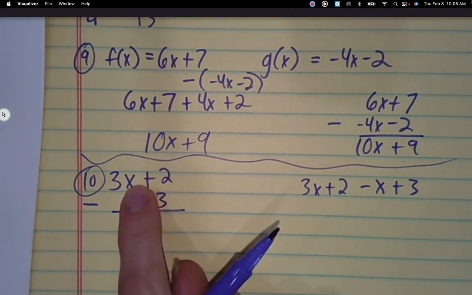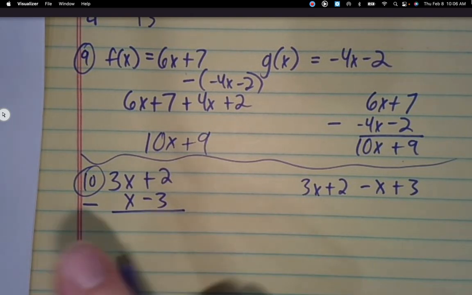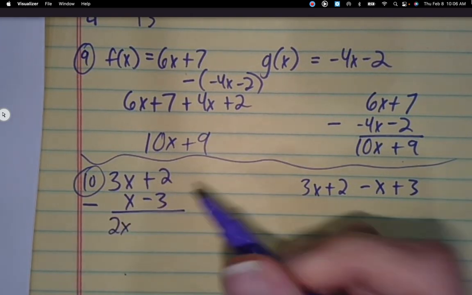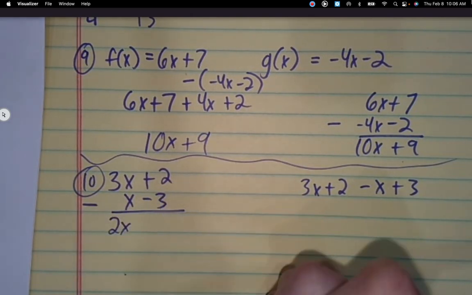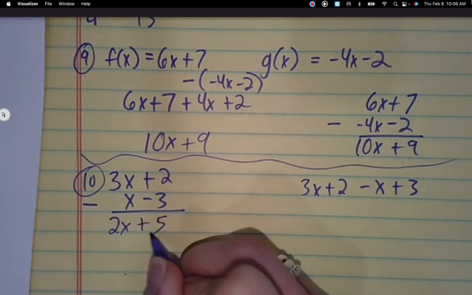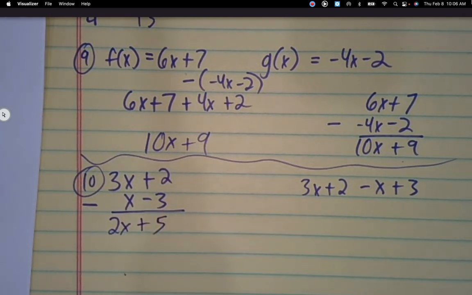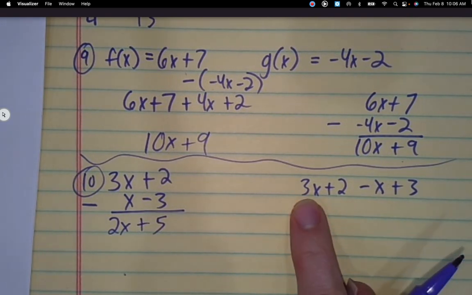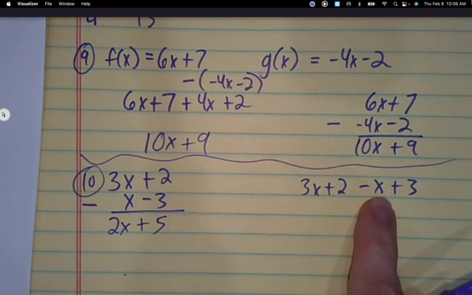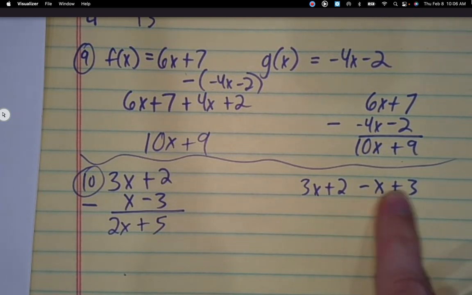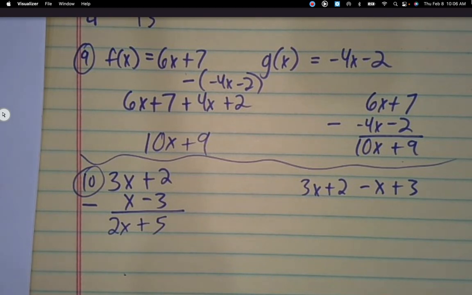Okay? So what is 3x minus 1x? 2x. And careful here, what's 2 minus negative 3? Positive 5. That's your answer. Okay? And I would have written it like this, and I would have gotten the same thing. 3x minus x is 2x. 2 plus 3 is 5. Okay? So whichever way is easier.